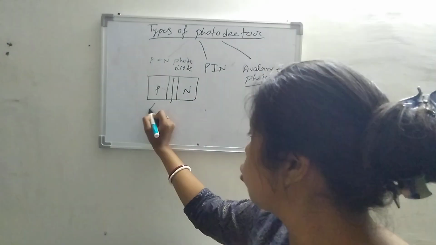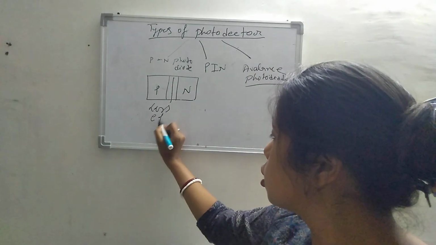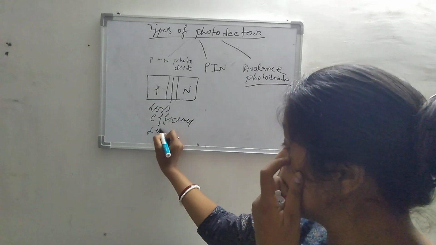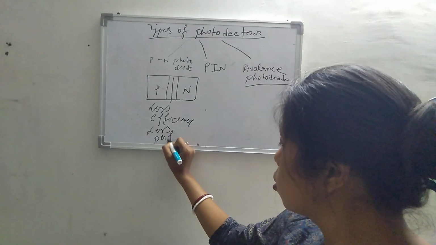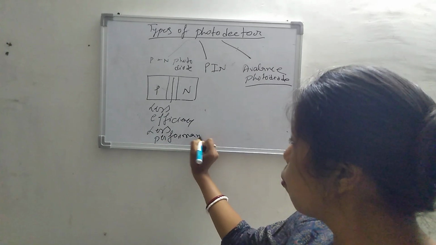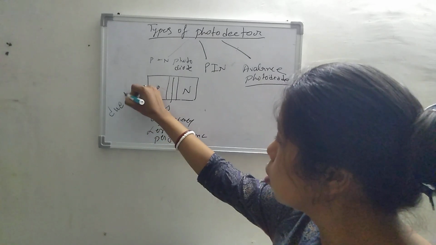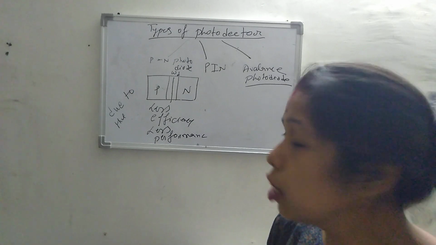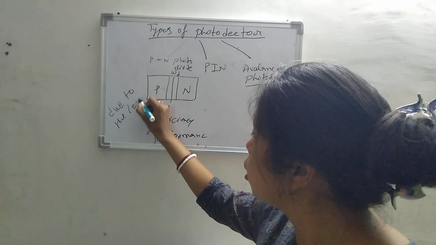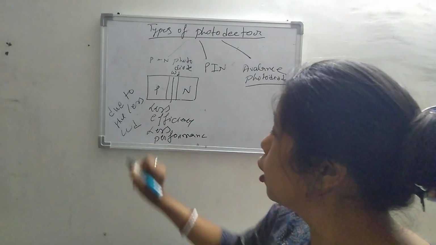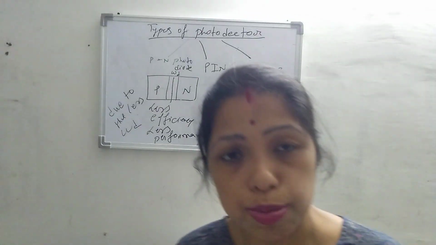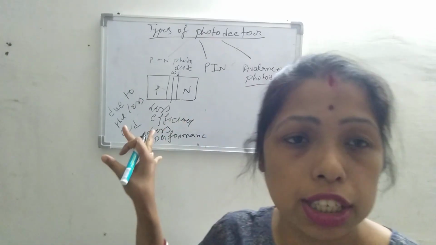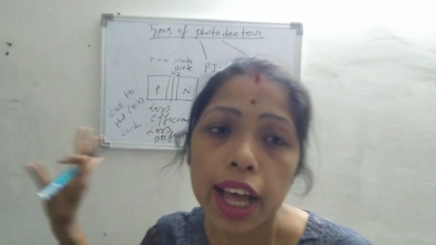Here we get less efficiency and less performance. Why? If we define the depletion region width as WD, due to the smaller W, we will get less efficiency and less performance in the case of the PN junction photodiode. The working principle of the PN junction photodiode I have discussed in the last class.